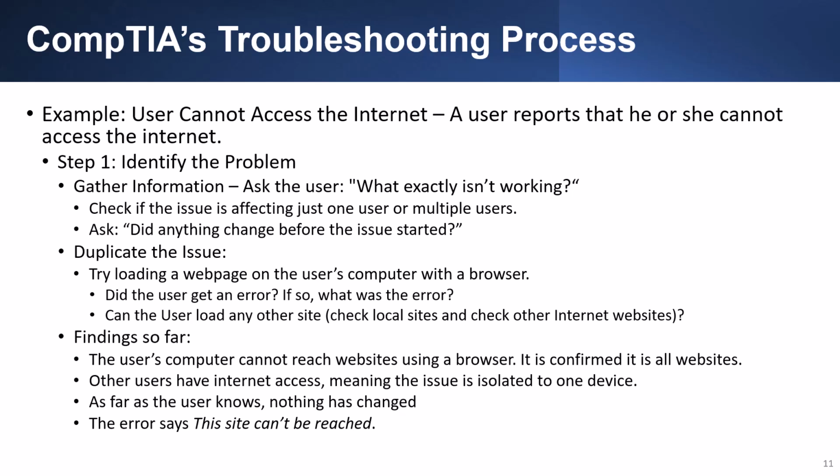Let's look at an example. The user cannot access the internet. A user reports that he or she cannot access the internet. Step 1, identify the problem. Gather information. Ask the user, what exactly isn't working? Check if the issue is affecting just one user or multiple users. Ask, did anything change before the issue started?